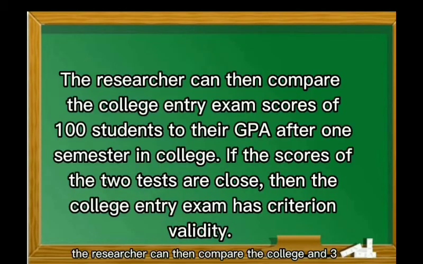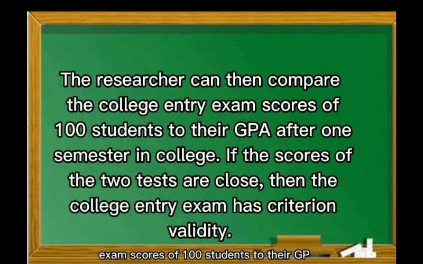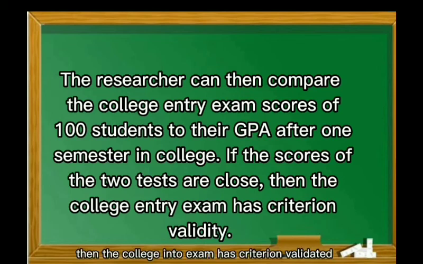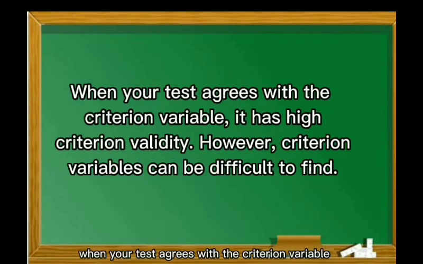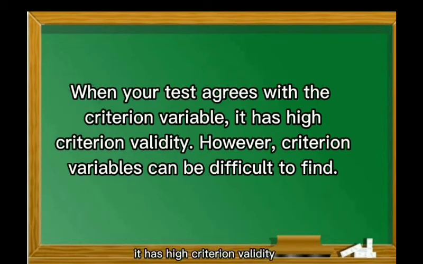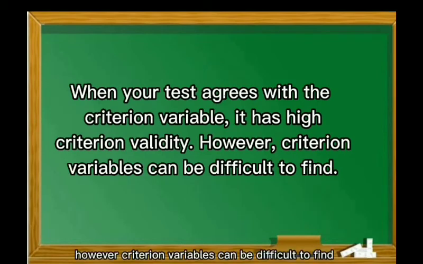The researcher can then compare the college entry exam scores of 100 students to their GPA after one semester in college. If the scores of the two tests are close, then the college entry exam has criterion validity. When your test agrees with the criterion variable, it has high criterion validity. However, criterion variables can be difficult to find.